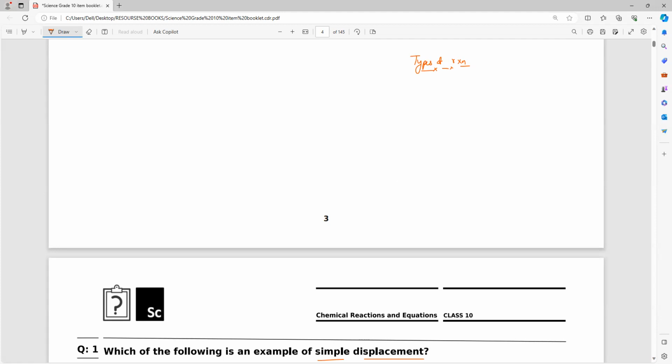So it is a simple displacement reaction. Whenever you talk about the simple displacement reaction, forget about the answer. What will come into your mind? Anybody tell me? Simple displacement reaction. What will come into your mind? Anybody? Yes, please.